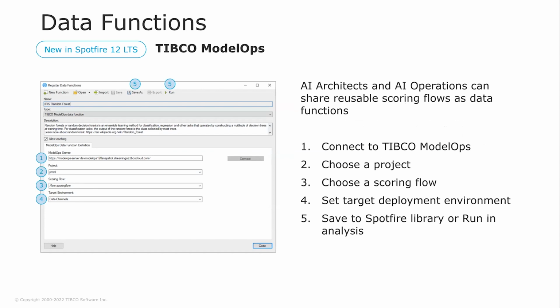And from an AI operations perspective, you just add ModelOps scoring flows by registering them as a data function, connecting it to ModelOps, selecting a project, a scoring flow, and a target deployment. And from there, you just save it as a data function in the library to make it available throughout your teams, or you just run it in your analysis.